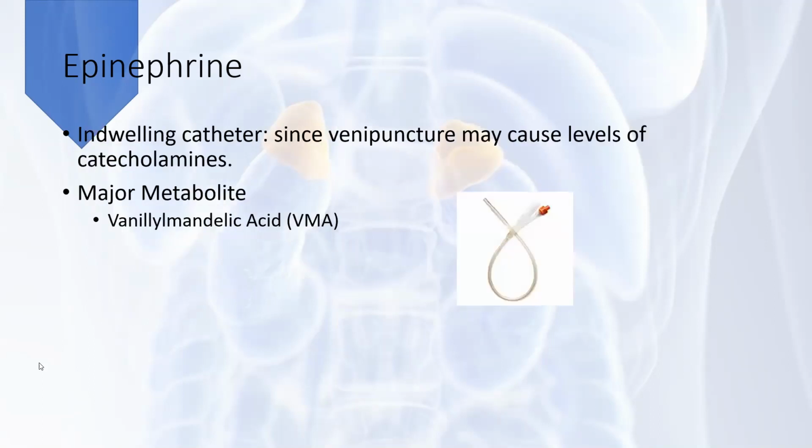Malapit na tayong matapos. For epinephrine, use an indwelling catheter, since venipuncture may cause increased levels of catecholamines, so dyan tayo pwedeng mag-collect ng blood for epinephrine analysis. Now, the major metabolite of epinephrine is vanillylmandelic acid, or VMA. Sounds familiar, right?